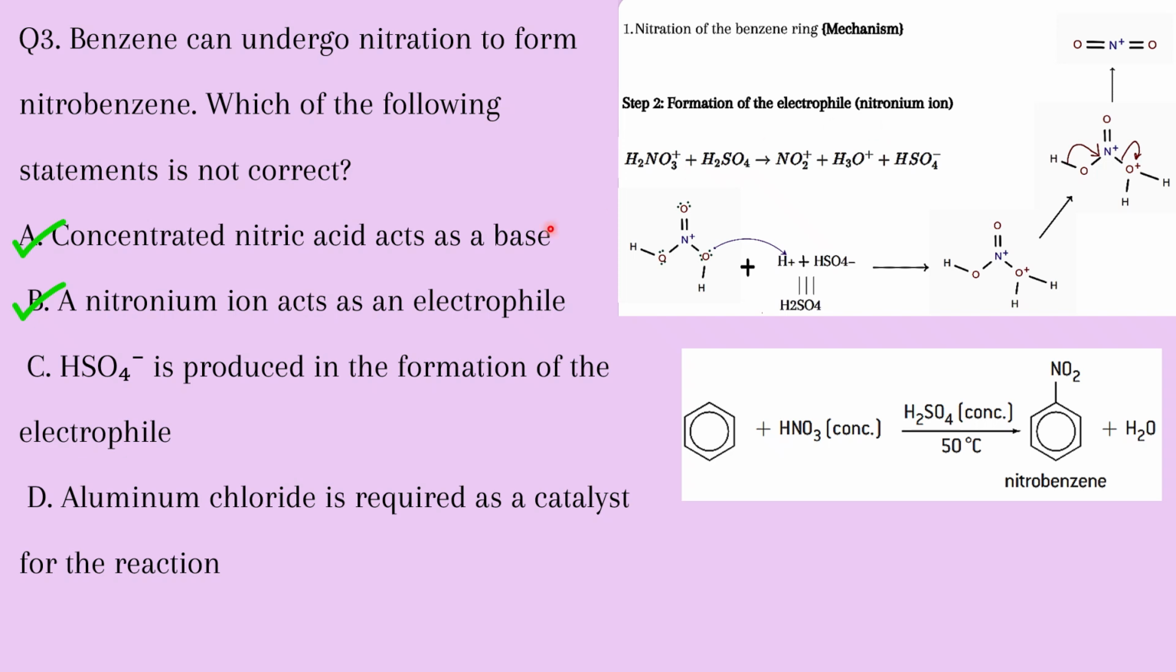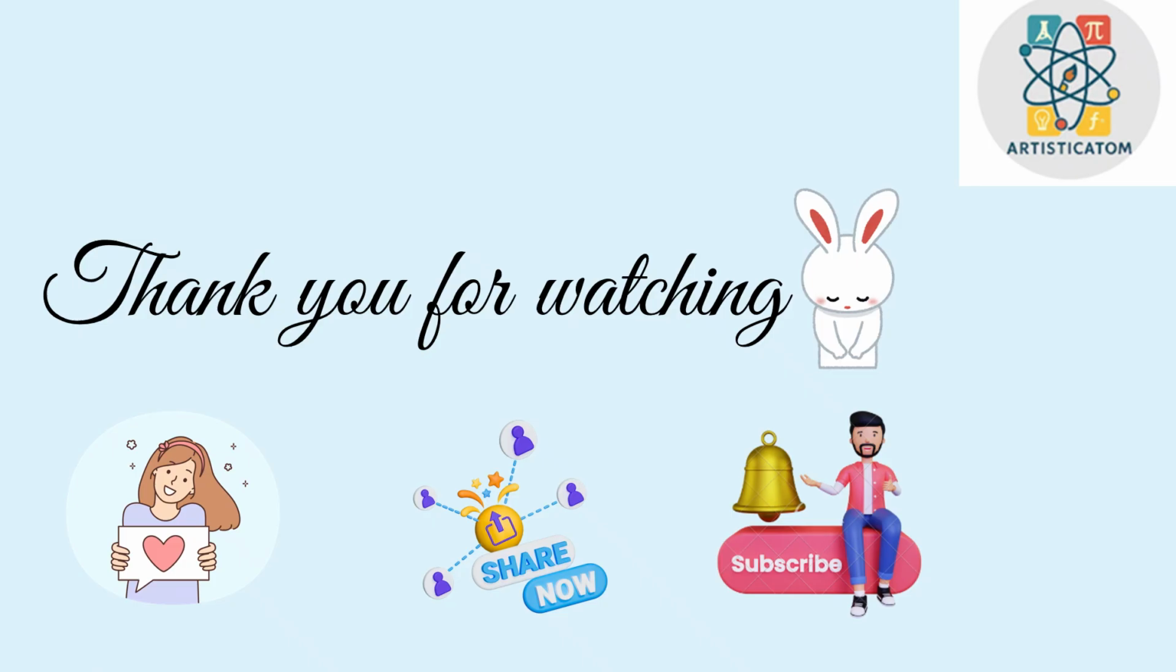The next statement: HSO4 minus is produced in the formation of the electrophile. Yes, we have discussed this step when forming the electrophile for nitration: HSO4 minus is produced during the process. So this statement is also correct. This means the last statement is going to be incorrect, and it is clear that we are nowhere using aluminum chloride during the reaction. That's why this statement is absolutely incorrect.